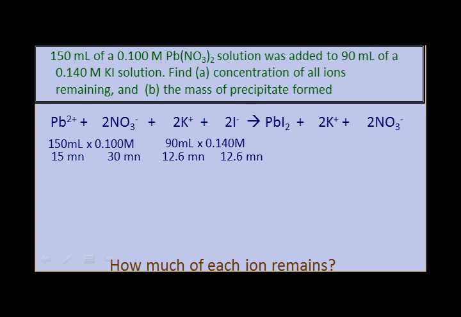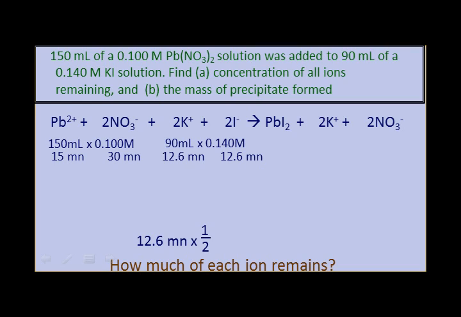Well, let's start with the plumbous ion, the lead ion. We have 15 millimoles of that. How much reacted? Well, we take 12.6 millimoles of the iodide ion times 1/2. Now, why did I use that? I use that because the plumbous ion is reacting right here with the iodide ion. And it's 2 iodide ions for every plumbous ion. So the iodide ion is going to be our limiting reagent.